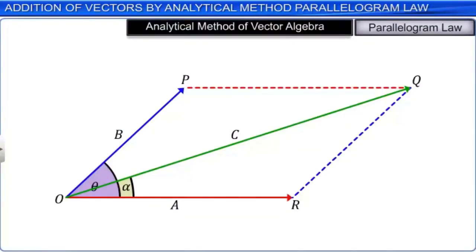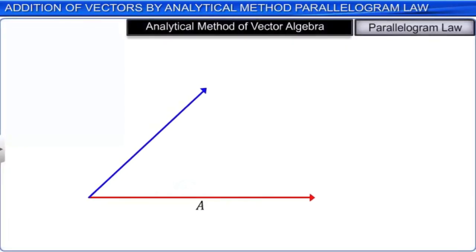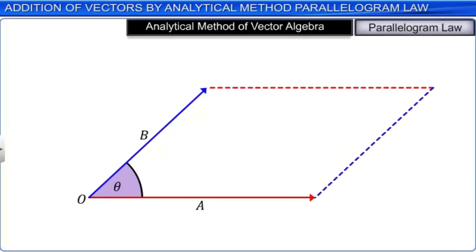Let us learn about the addition of vectors by using the parallelogram law. We are considering two vectors, A and B, which are passing through the point O. The angle between them is theta. The final resultant of these two vectors will complete the parallelogram with the parallel sides, and the diagonal drawn from O represents the resultant of the two vectors A and B, which is C.